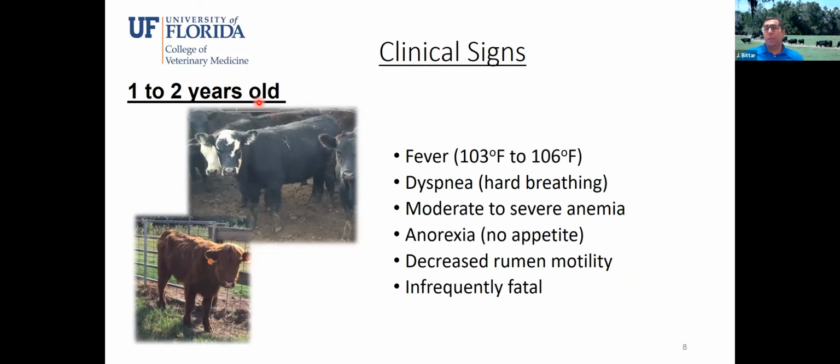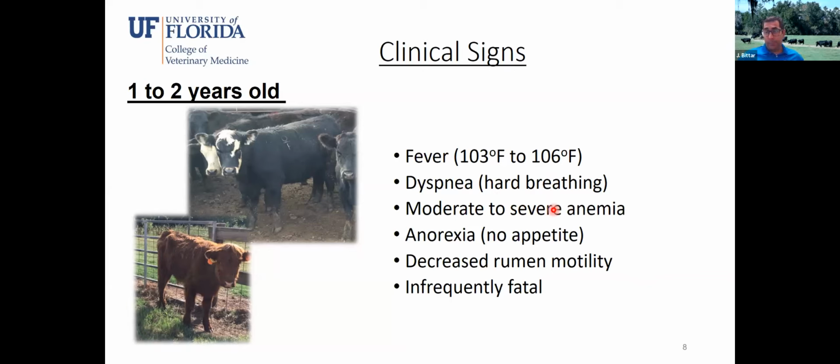When you go to the slightly older categories, yearlings or 2 years old, then you might see a little bit more clinical signs. You can see fever, usually from 103 to 106 degrees Fahrenheit. They may be breathing hard, which is tricky because in Florida in the summertime, when the temperature is high and humidity is high, that might be a heat stress sign as well. They may have a moderate anemia, or maybe severe if it is an older animal.